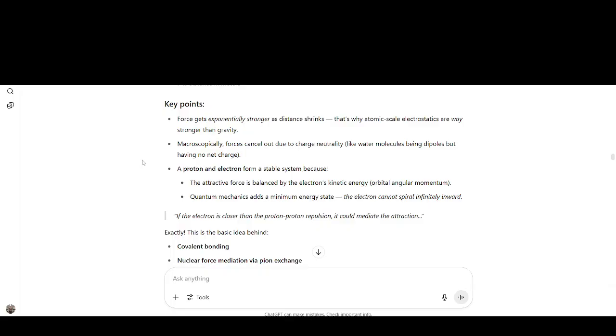And similarly with atoms, you've got electrons that are negative and protons that are positive, but when you touch anything or approach anything or measure anything, you get kind of a balanced bag type thing. A proton and an electron form a stable system because the attractive force is balanced by the electron's kinetic energy, orbital angular momentum. Quantum mechanics adds a minimum energy state. The electron cannot spiral infinitely inward. Yeah, so that's one of the big things that I want to see if there's a different way to explain, because that's just saying it is the way it is.